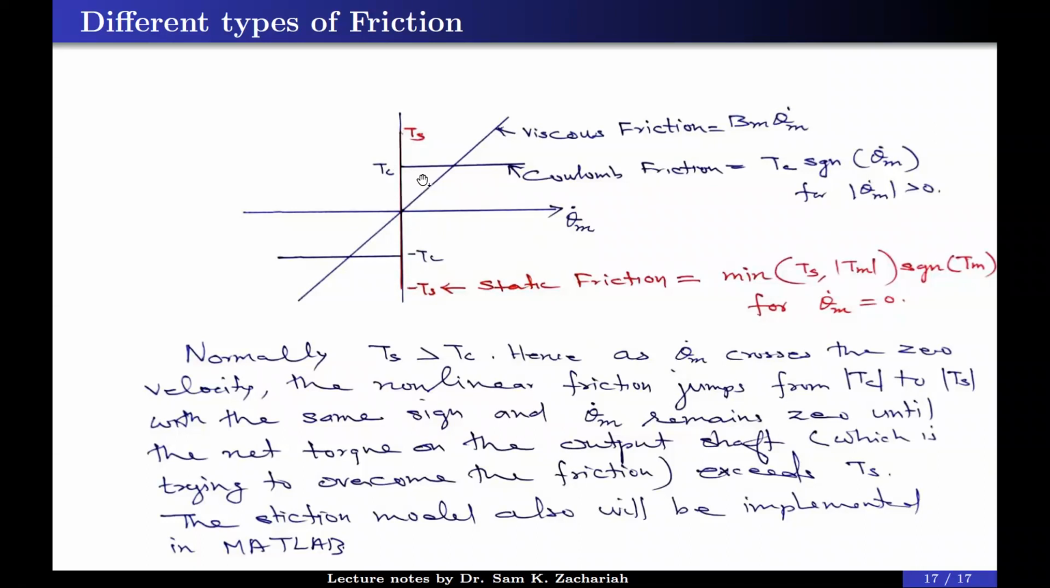And the third part is static friction, or stiction. Stiction is actually multi-valued. It can go up to plus Ts or minus Ts. So static friction, if you model it, you can say it is the minimum of Ts and the magnitude of Tm, multiplied by the signum function of Tm. What it means is, the friction force can never exceed the value of applied torque.